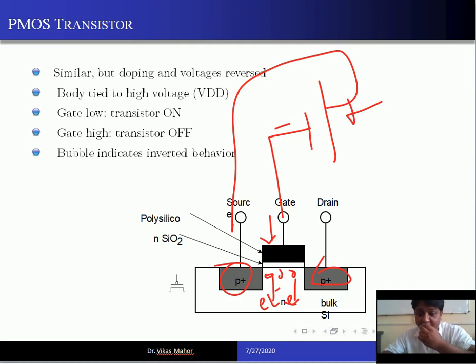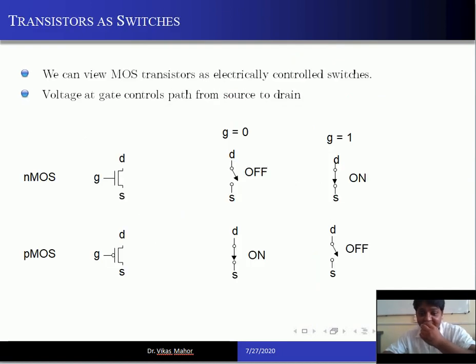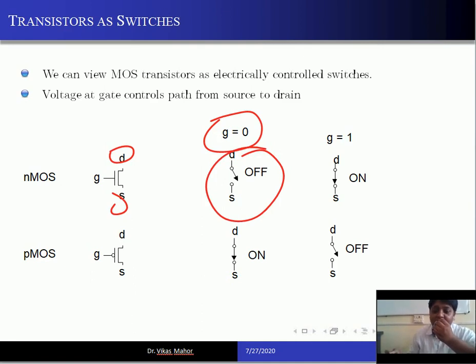That is important. How to use them in logic circuits? See, what happens in an NMOS? When you apply the gate voltage as 0, that means there is no gate voltage applied. That means there is no channel, and since there is no channel, there is no conduction between drain and source. So it will remain off.